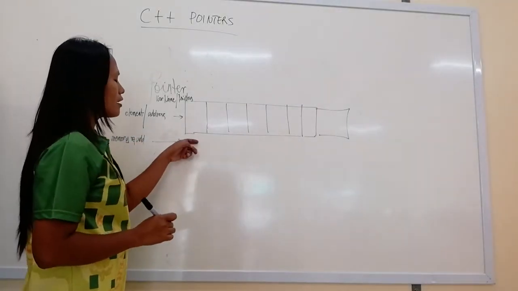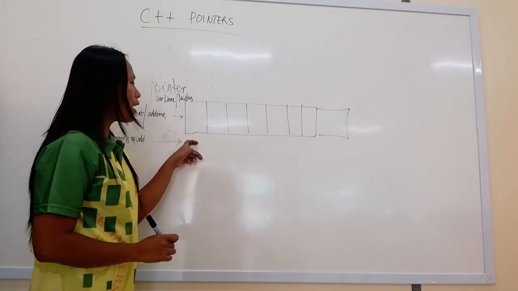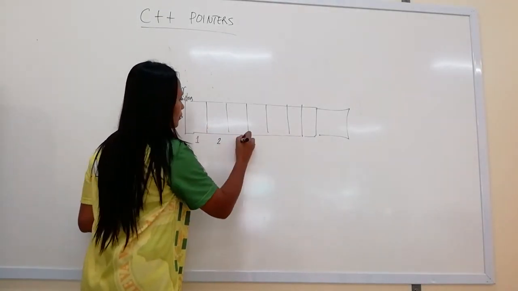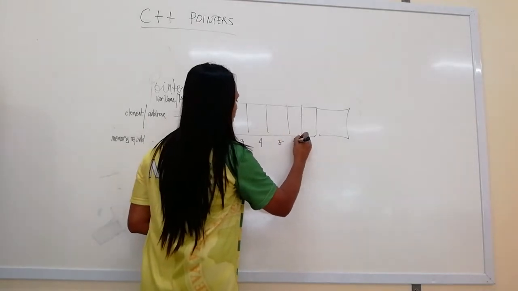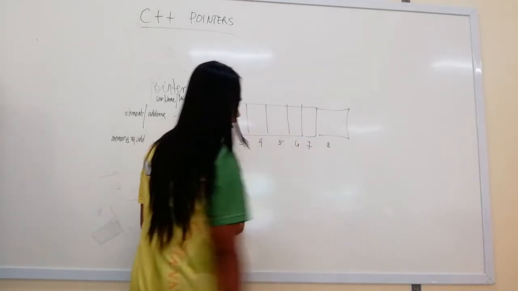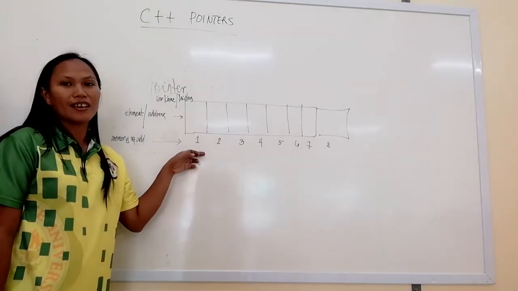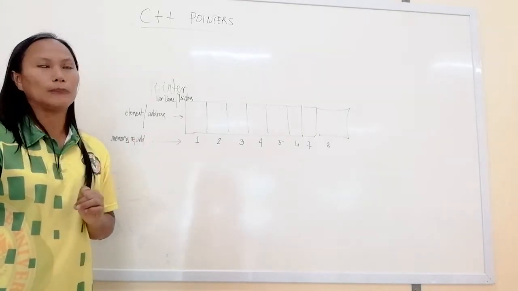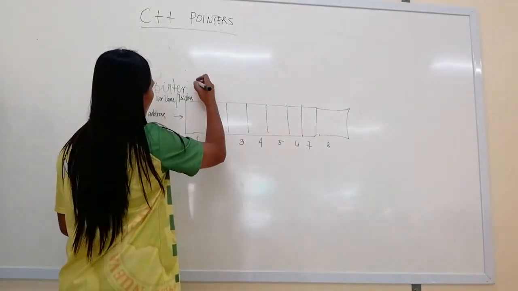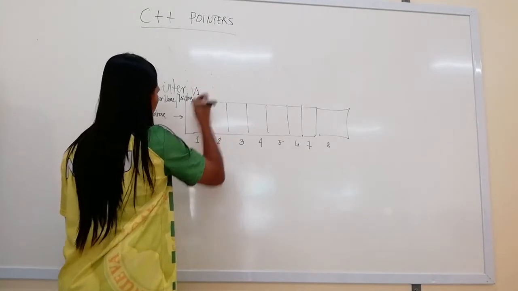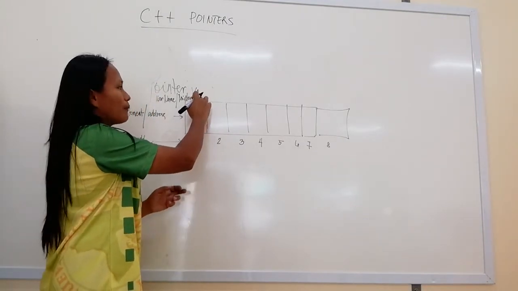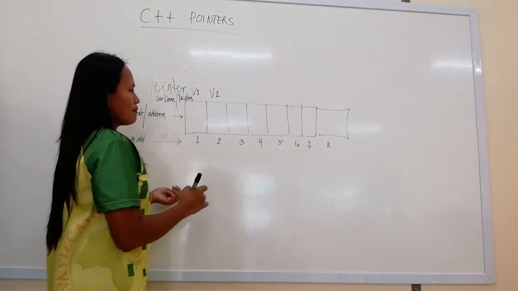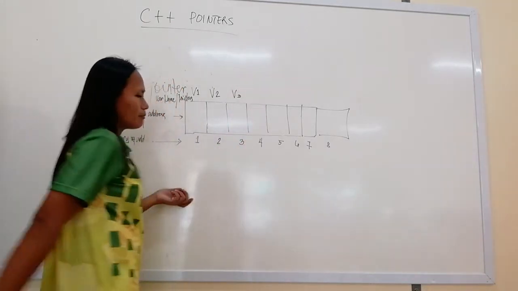So, we have here the address. Our address starts from 1: 1, 2, 3, 4, 5, 6, 7, and 8. Now, this address is very important, especially if you are looking for a certain value of a certain variable. Now, in here, we have variable 1, which is represented by B1. And then we have variable 2 represented by B2, and variable 3 represented by B3.